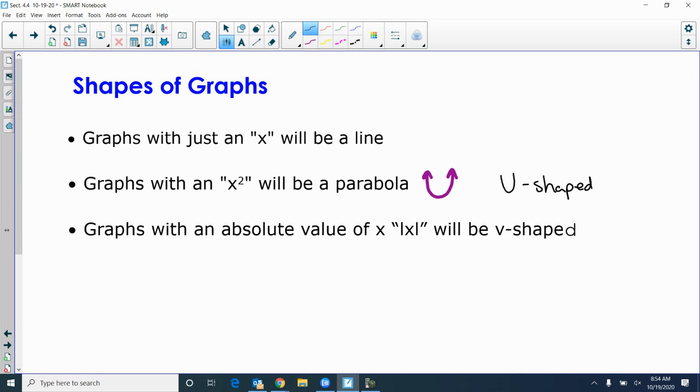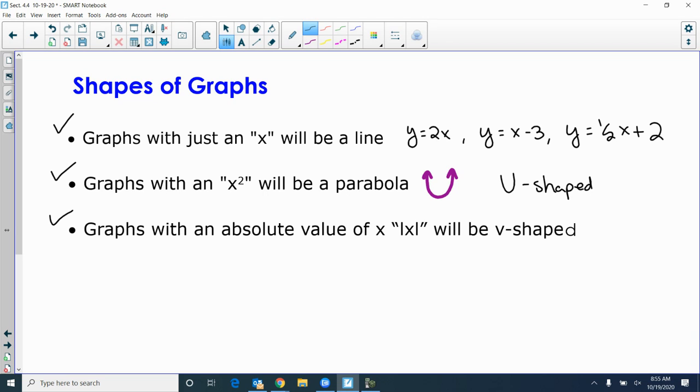Now I said when it just has an x, like y equals 2x, that graph would be a line. Y equals x minus 3, that's going to be a line. Y equals 1/2 x plus 2. As long as there's no squared on the x, it's always a line. Once you put a squared on it, then it becomes a U. What kind of graphs are V's? Absolute value. Okay, so we got a line, we got a U, we got a V. Those are the three types of shapes that we're going to deal with for right now.